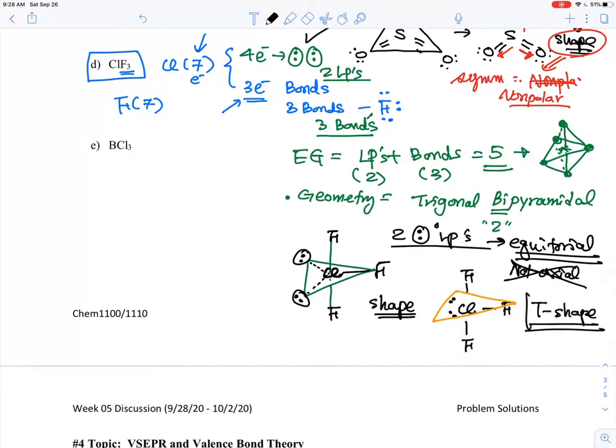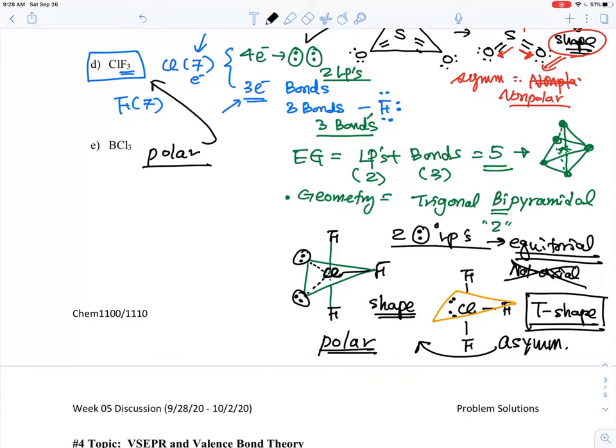Because of the T shape, it is asymmetric, and therefore it is a polar molecule. Okay, so that's the answer. So this is polar. This molecule, ClF3, is polar. Thank you for your attention.